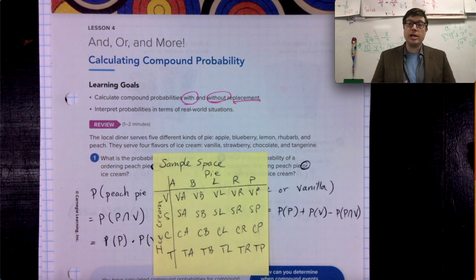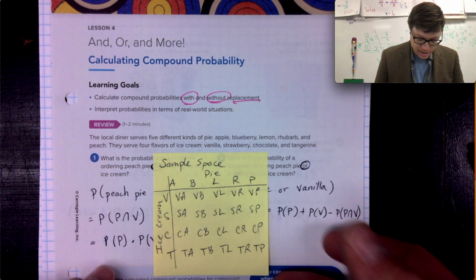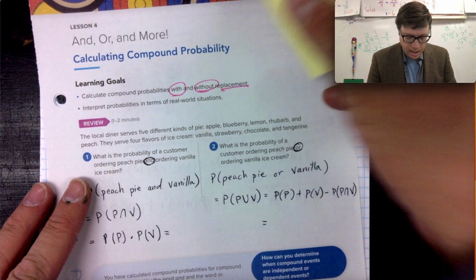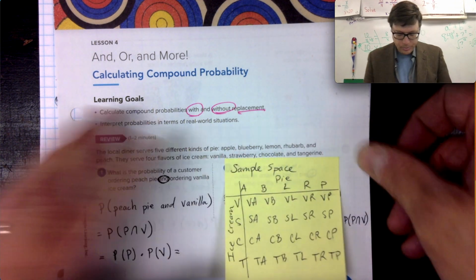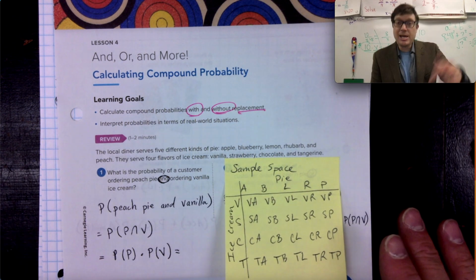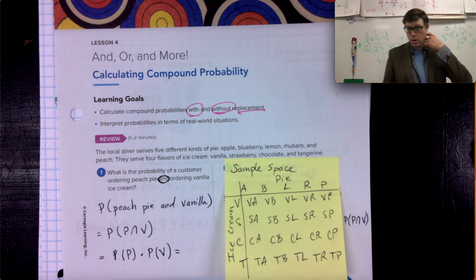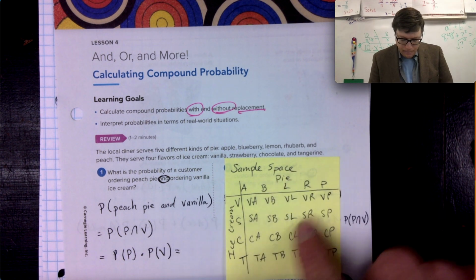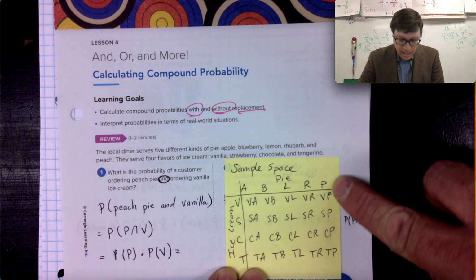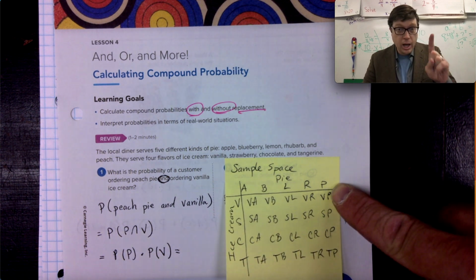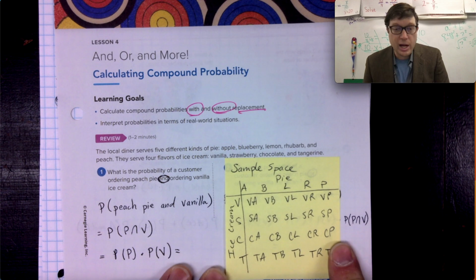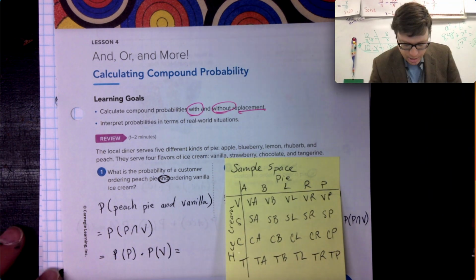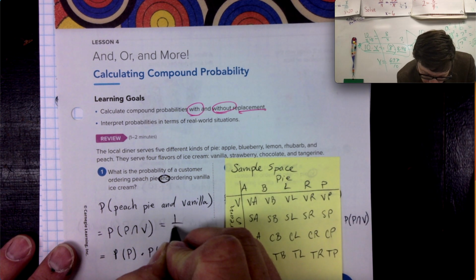Now we're going to calculate the probabilities for various situations. Let's take a look at the probability of peach pie and vanilla. I'm just going to put this sticky note over here for a second. Well, all right. So peach pie and vanilla, ordering both, is really like in the sample space under peach pie and vanilla ice cream. It's only one outcome out of 4, 8, 12, out of 20. Technically, the answer to this one is 1 out of 20.